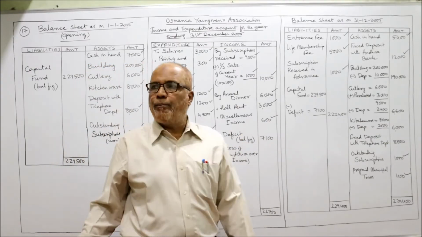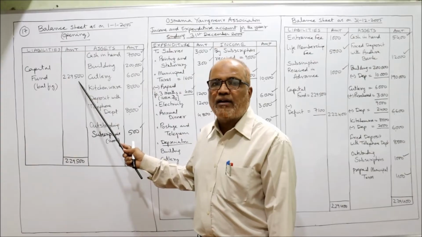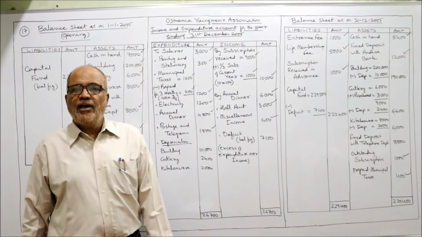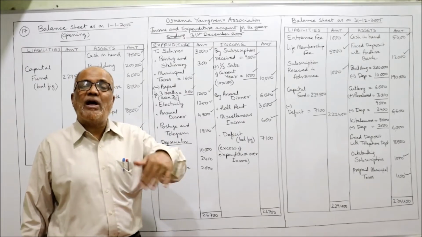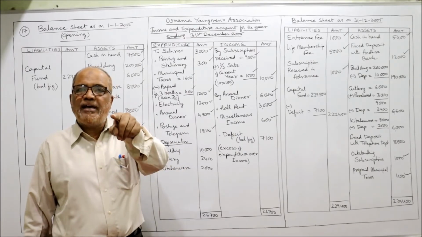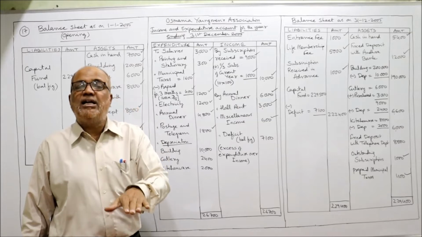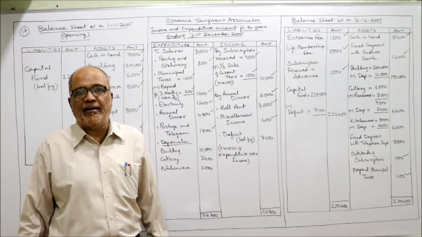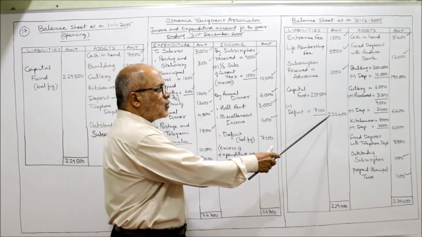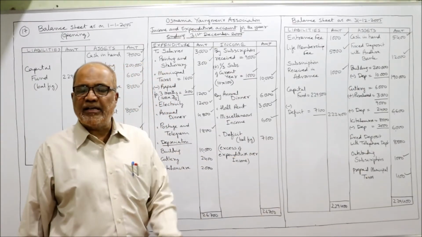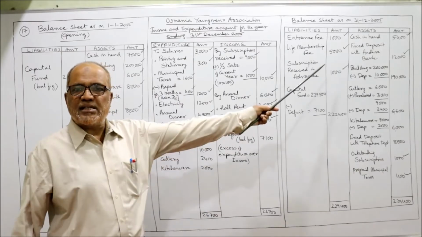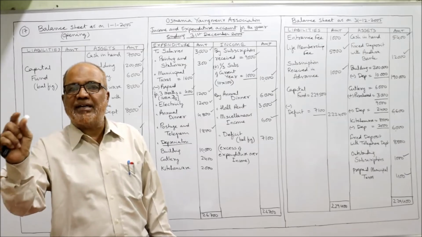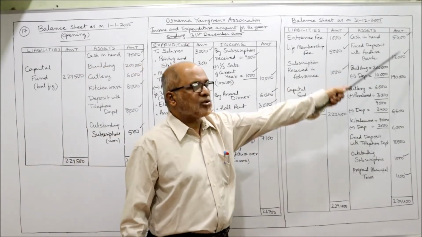Now capital fund at the beginning of the year we got 2,29,500. From this capital fund deduct the deficit. If we got surplus, we would have added. Surplus will be added, deficit will be deducted. Just like profit is added and loss will be deducted. So deduct the deficit, 2,22,400. Liability side completed. Now I am coming to the asset side, cash in hand. Receipts and payments account, last item cash in hand balance is 5,400.